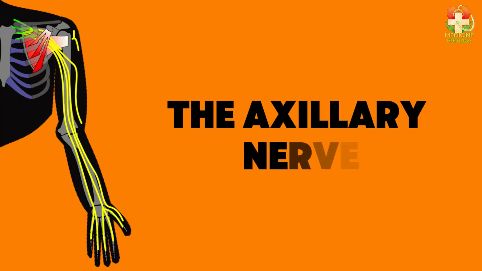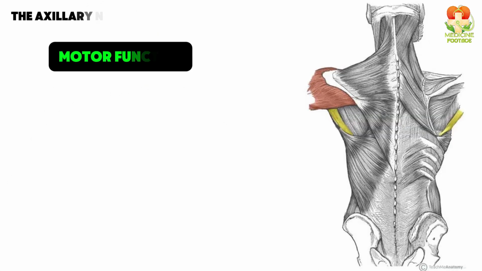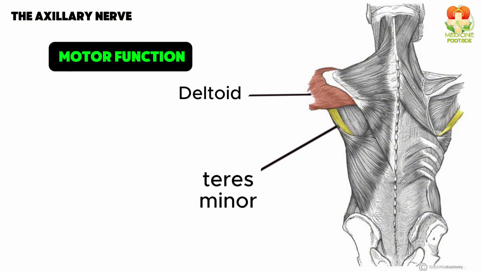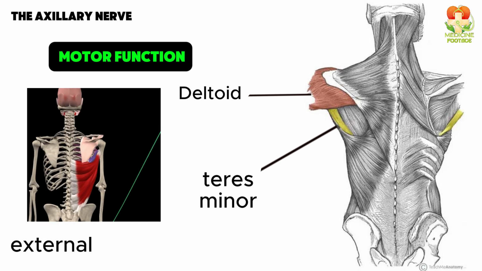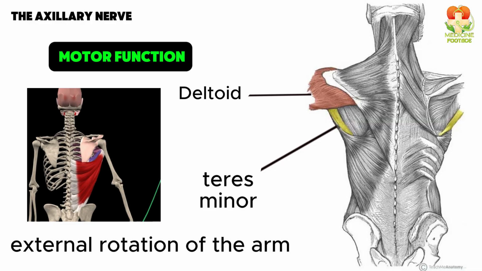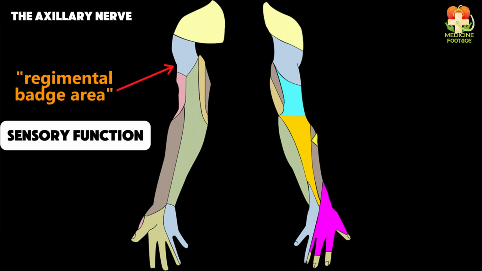The axillary nerve. Origin. Posterior cord, C5, C6. Motor function. The axillary nerve innervates the deltoid and teres minor muscles. These muscles are responsible for shoulder abduction and external rotation of the arm. Sensory function. The axillary nerve also provides sensation to the lateral shoulder, often referred to as the regimental badge area.